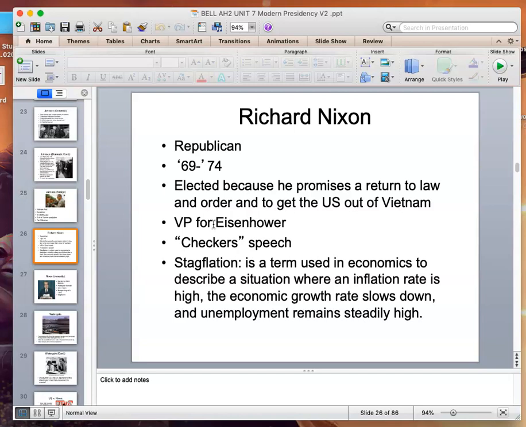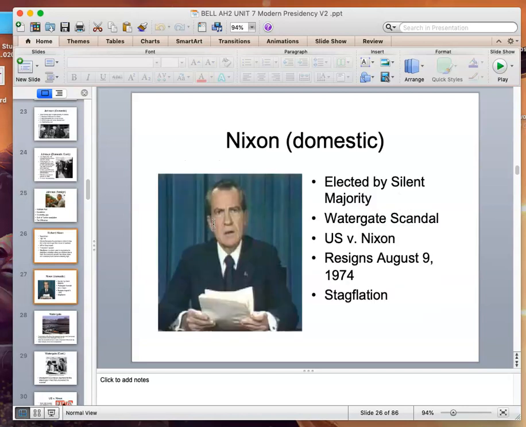Stagflation plagued a lot of his presidency. Stagnant, of course, means to stay still. Flation means to go up. So that means the economy wasn't growing, but prices were going up. When I say it wasn't growing, new jobs were not being created. And a lot of this had to do with his focus on Vietnam.